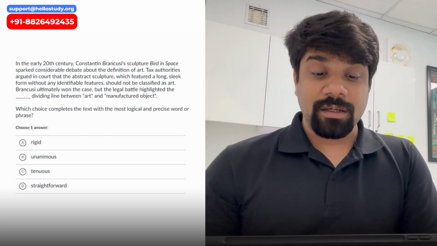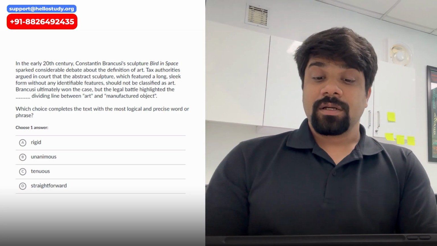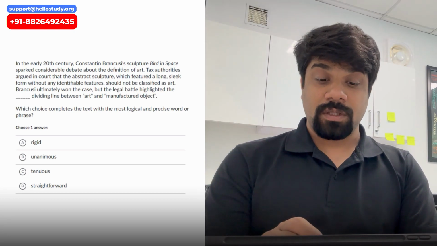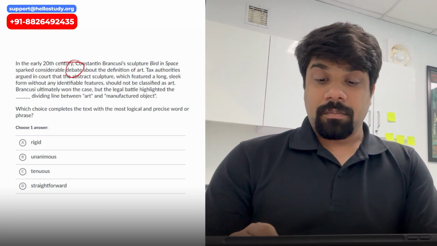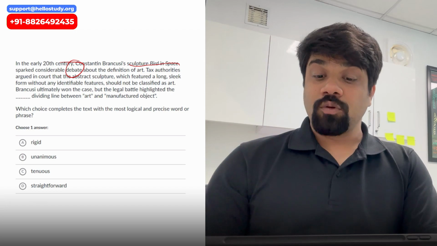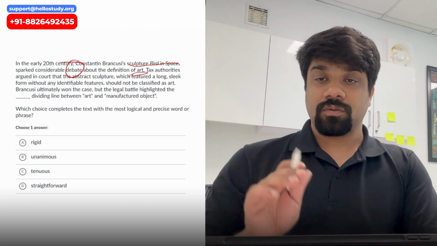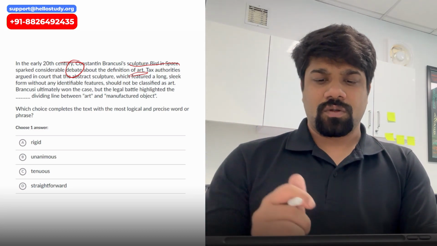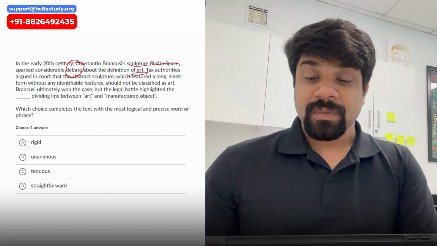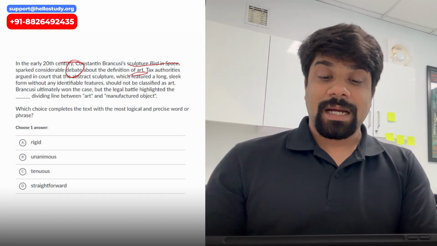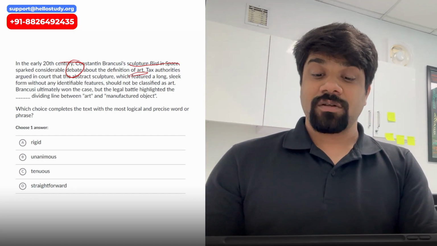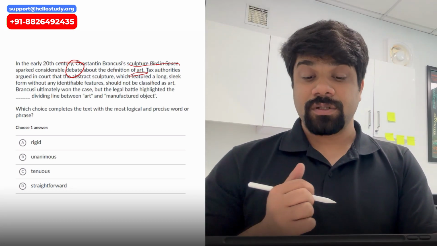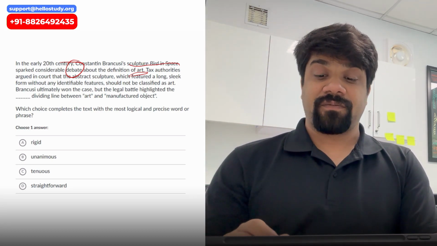Alright, so this one says, in the early 20th century, Constantin Brancusi's sculpture Bird in Space sparked considerable debate. Okay, so there is some debate happening on this sculpture about the definition of art. So there's no clear agreement, I suppose, as far as the debate goes regarding what is the definition of art. Tax authorities argued in court that the abstract sculpture, which featured a long sleek form without any identifiable features, should not be classified as art.